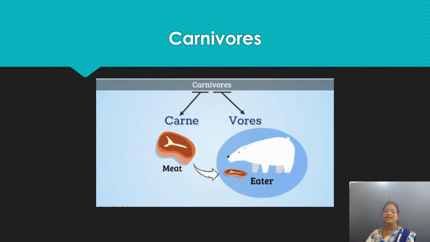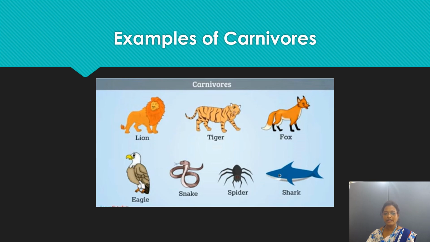Okay. Next is carnivores. Here carni means meat and vorous again means eater. So the animals which eat meat or the flesh of other animals are called carnivores. Here are a few examples. Lion is an example of carnivorous.